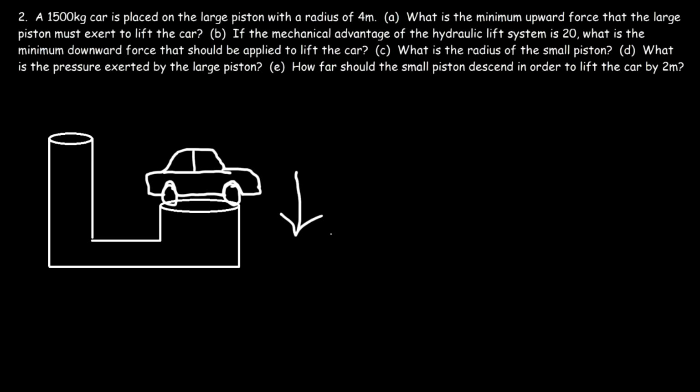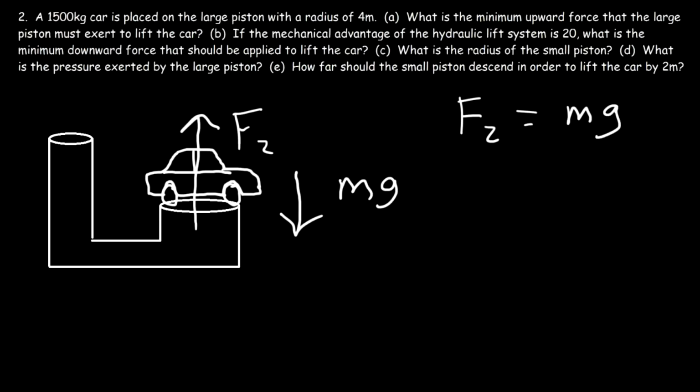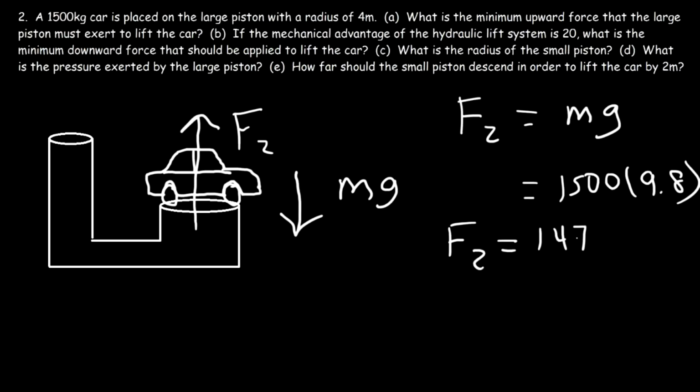Now gravity exerts a downward weight force on the car, which is mg. And the piston exerts an upward force, F2, on the car. So the minimum upward force that the piston has to exert in order to lift the car at constant speed is mg. If F2 exceeds mg, then the car is accelerating upward. But to lift the car at constant speed, those two forces have to be equal. So the net force is 0. So we can say that F2, the minimum upward force, has to be at least mg. So that's going to be 1500 kilograms times a gravitational acceleration of 9.8. So in this example, F2 is 14,700 newtons. So that's the answer to part A.